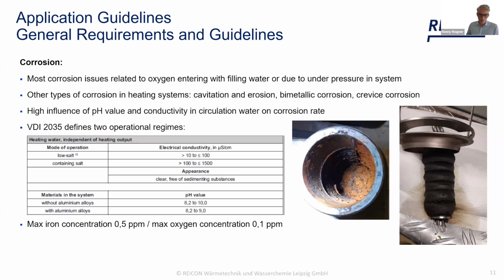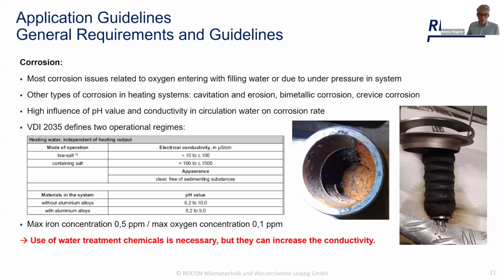Also, you should have a close look at the pH, especially when you're having aluminium alloys in the system. The pH has to be in a very small range, between 8.2 and 9, to avoid any oxidization of the aluminium alloys. In general, the VDI gives a maximum iron concentration of 0.5 and an oxygen concentration of 0.1 ppm as recommended values.